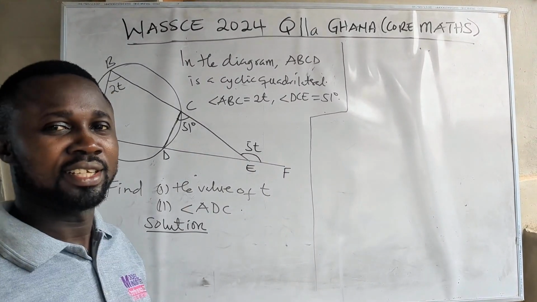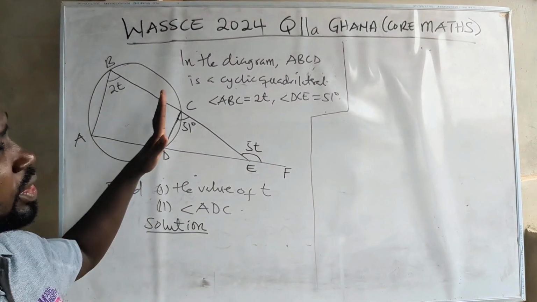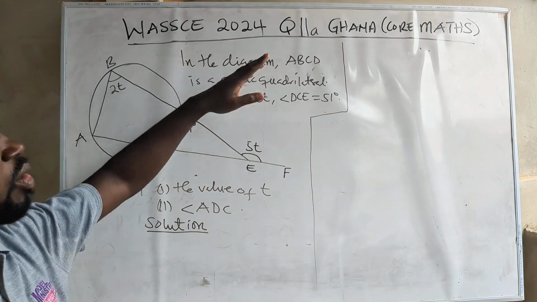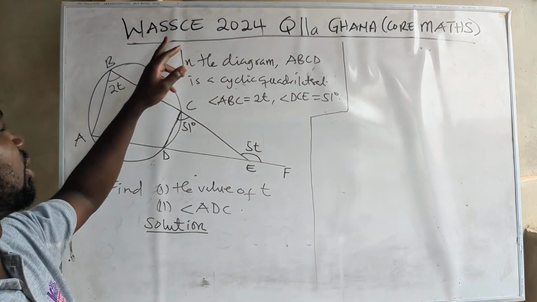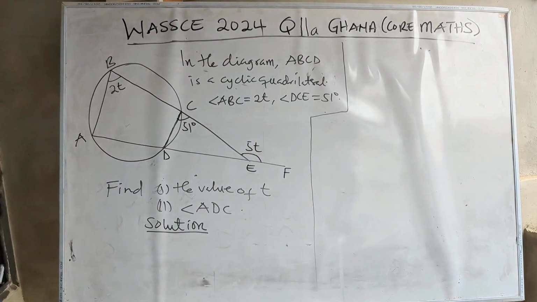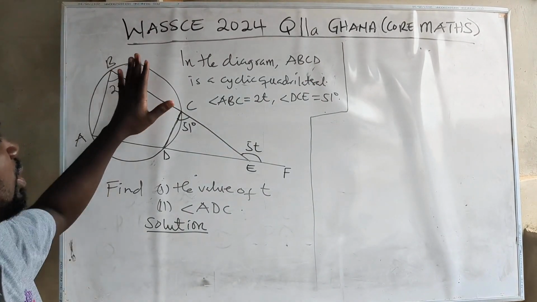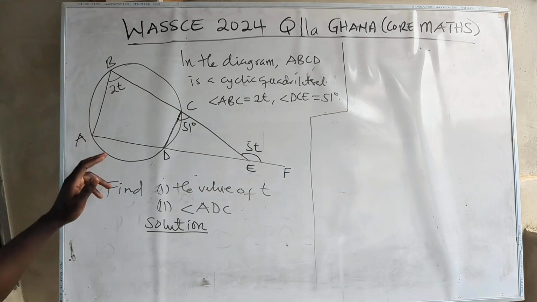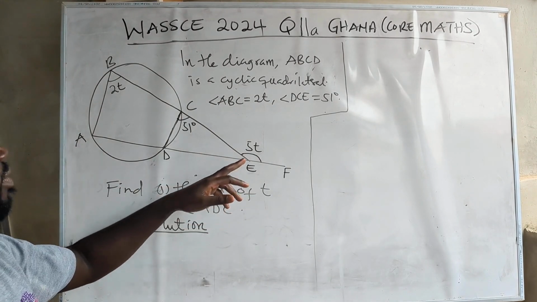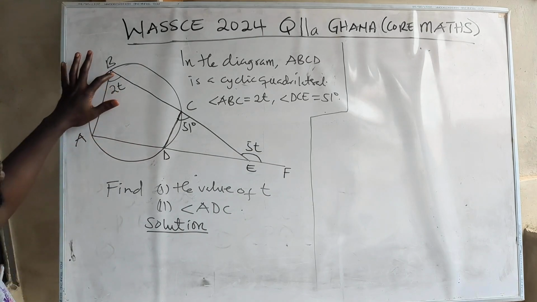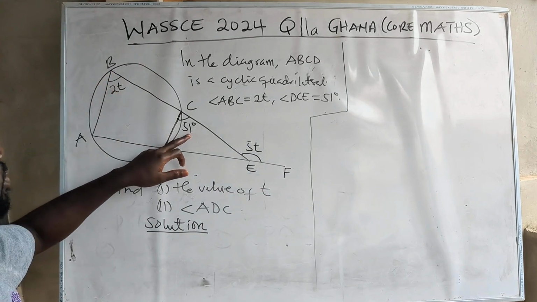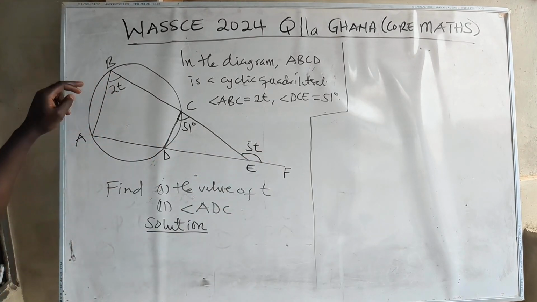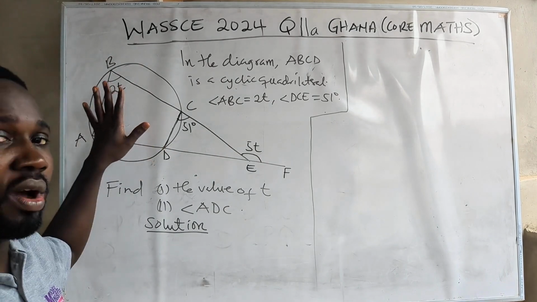Hello viewers, let's look at another question on the Ghana core mathematics paper. Okay, question 11a on the circle theorem. So this is our diagram there, and we are asked to find the value of t. Here is 2t, 51 degrees, 5t, and it says ABCD is a cyclic quadrilateral.